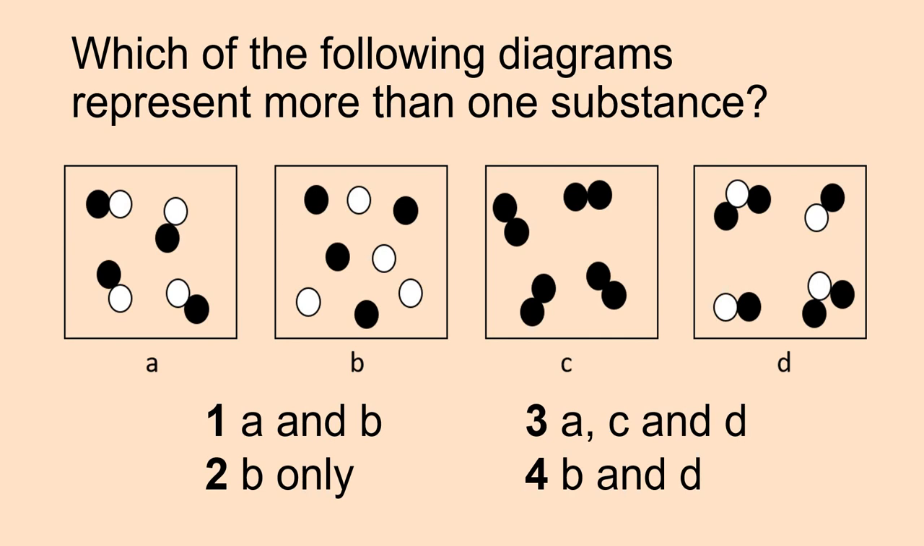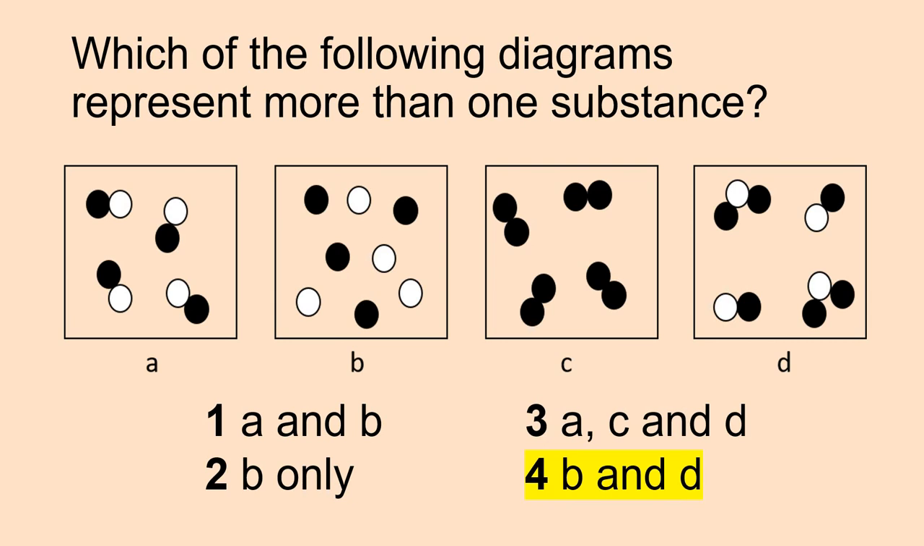Now answer this question. Which of the following diagrams represents more than one substance this time? Pause the video and have another go. The answer to this question is 4. Both B and D represent more than one substance.